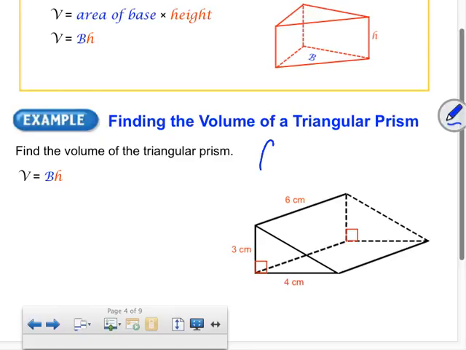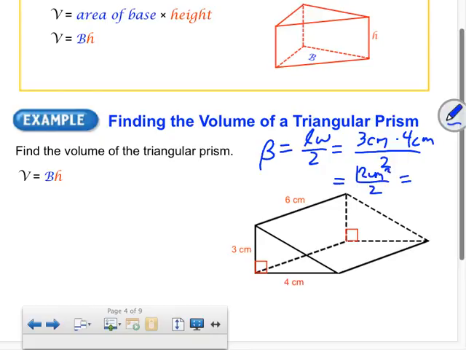So the base area equals lowercase b times whatever height is, divided by 2. But since we already got h, we're going to say length times width divided by 2. And that's going to be 3 centimeters times 4 centimeters, all divided by 2. What's that give me back? 12 centimeters squared divided by 2, which is 6 centimeters squared. So that's what my base area is. It's going to be 6 centimeters squared.